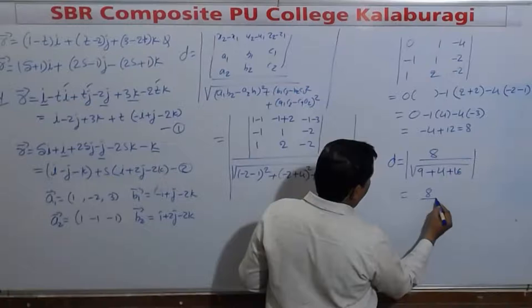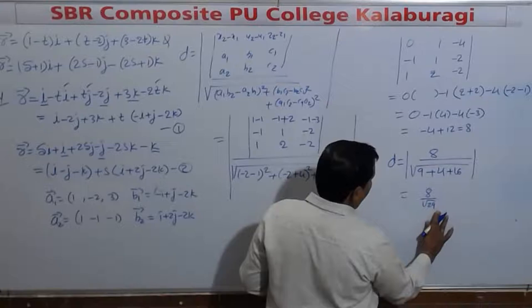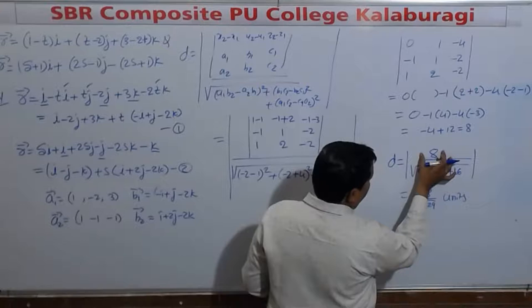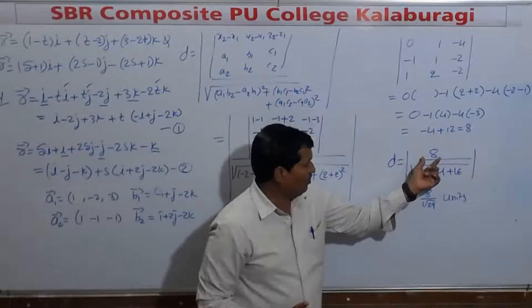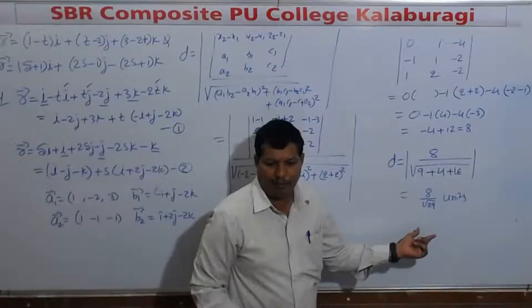So take the modulus, okay, units. When you have to remove this modulus, suppose you have minus 2, you have to write positive only. So when you remove the modulus after getting an answer, suppose here minus 2, write positive only. Plus means no need to write plus again. Okay, 8 by root 29 units.